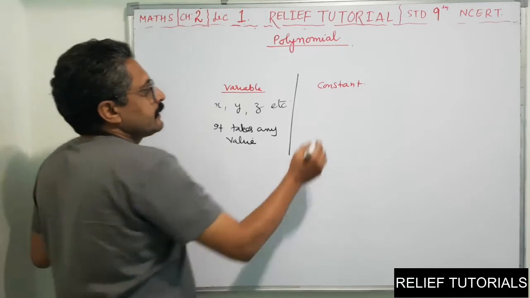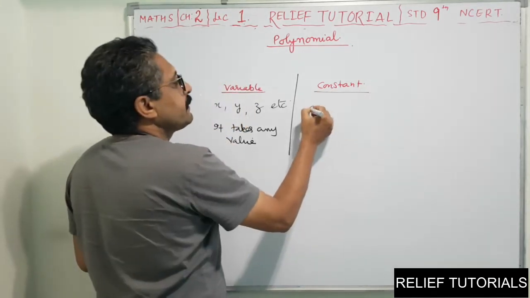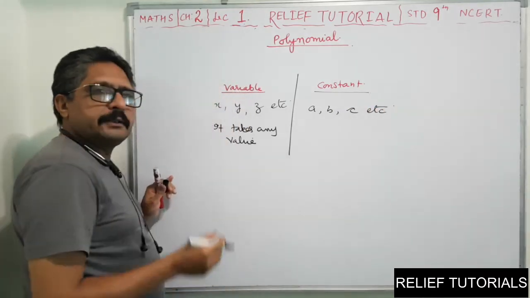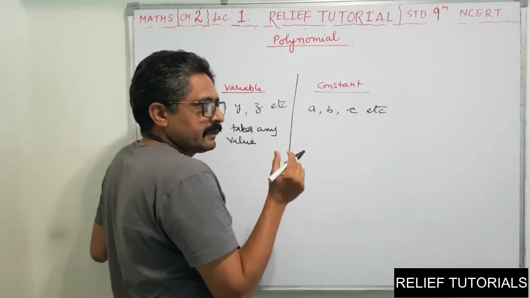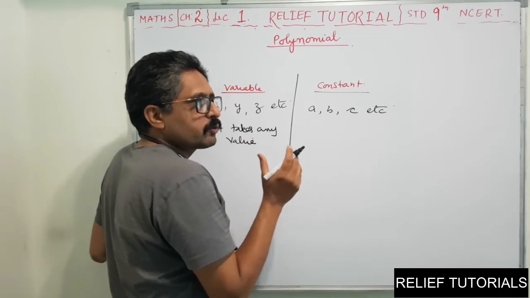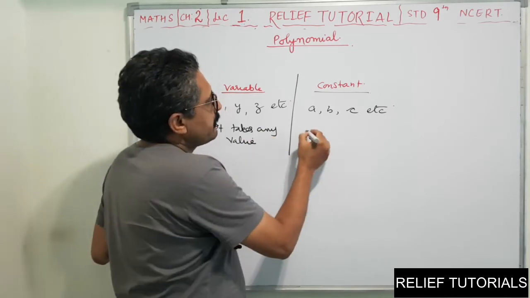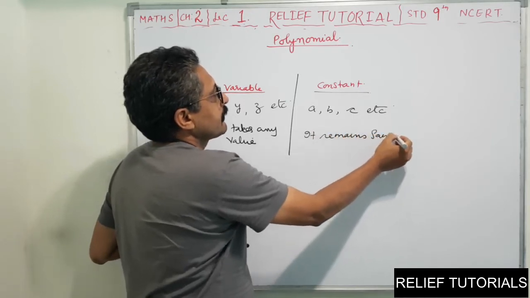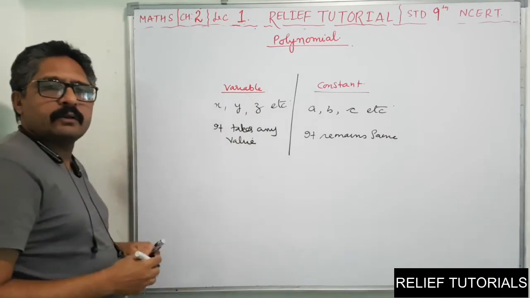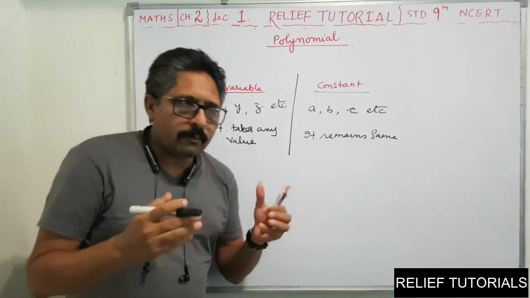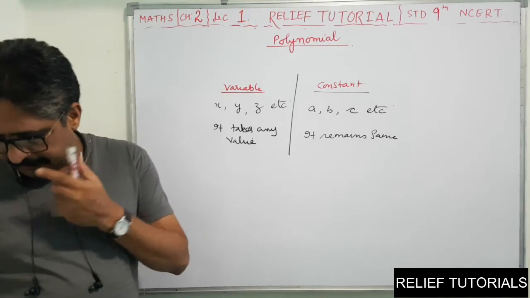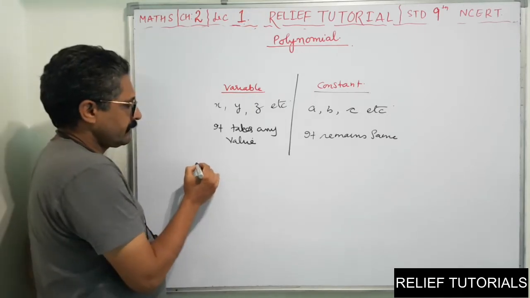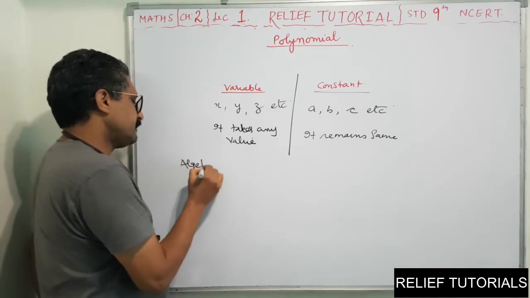Whereas constants are generally denoted by symbols A, B, C, etc. And the numeric value of a constant remains the same throughout the operation. Now, the combinations of variables and constants connected by fundamental operations, so you will write the definition.